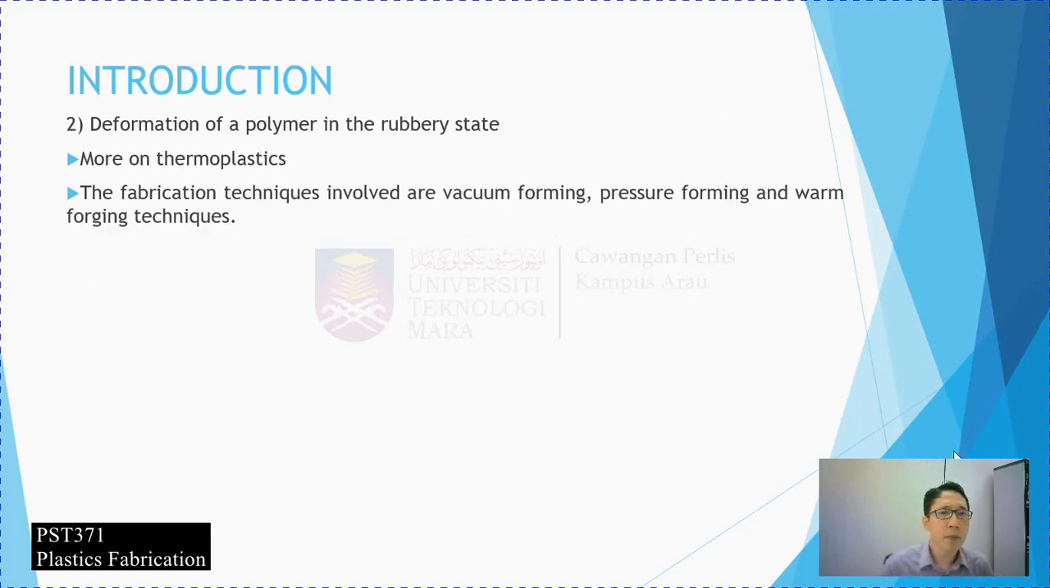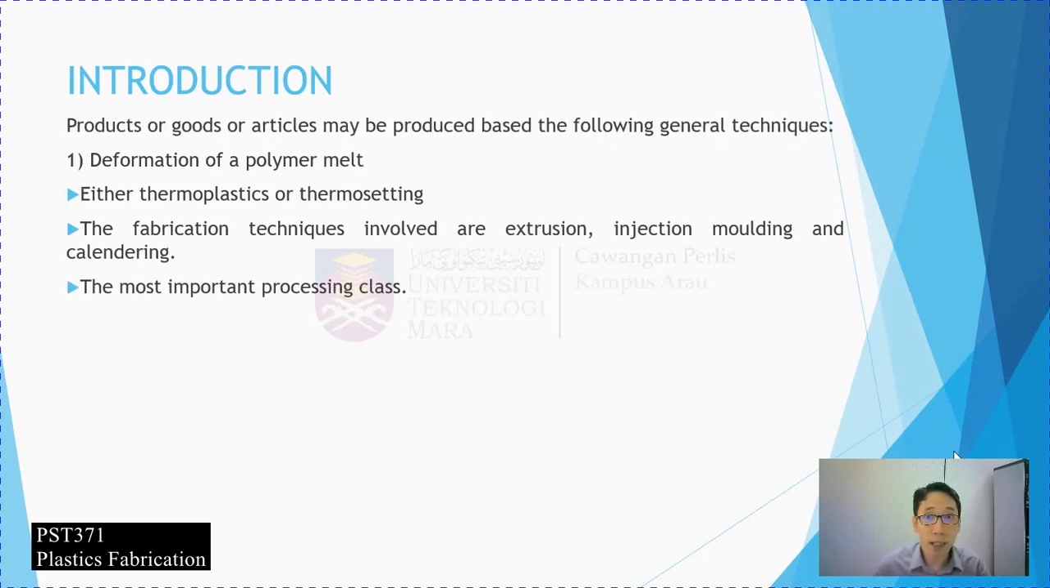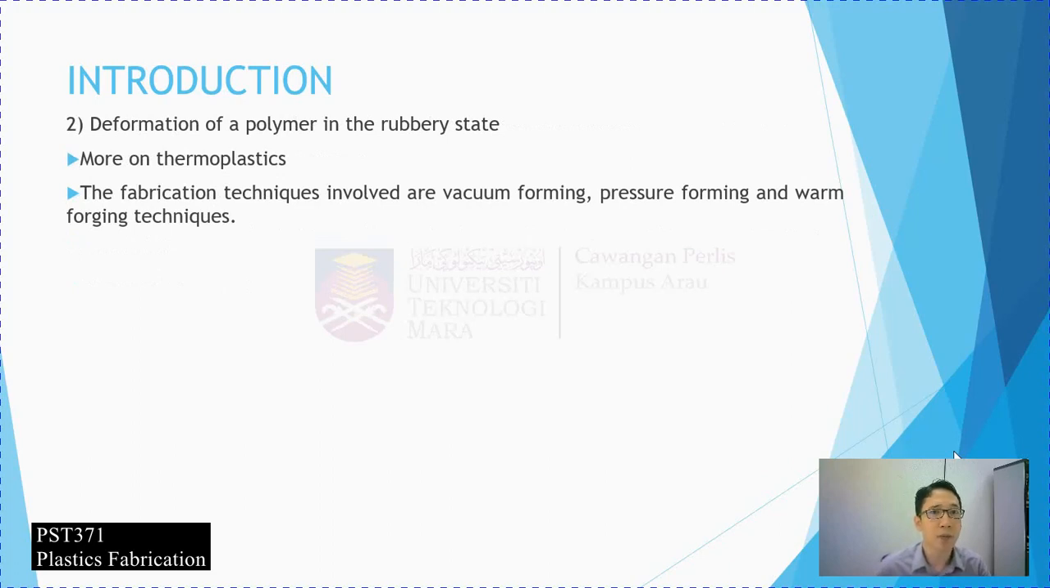Next is the deformation of polymer in rubber state. Okay, this one you do not melt it. More on thermoplastic. The first one, you melt it. The second one is deformation of rubber state. So that means you do not turn the polymer material into liquid or a viscous melt, but you just soften it. That is what we call the rubbery state.